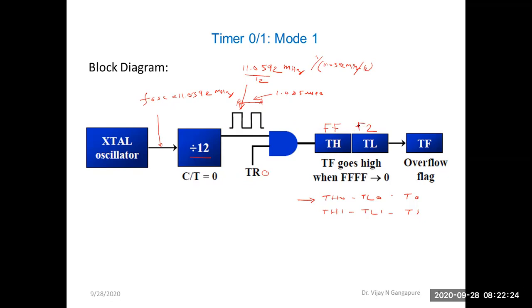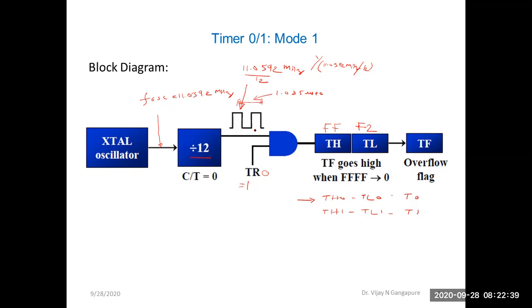Now what should be done? We have to start the timer. How to start the timer? You have to make this TR0 bit, which is in TCON, set. Okay, when we make this TR0 bit set, what will happen?